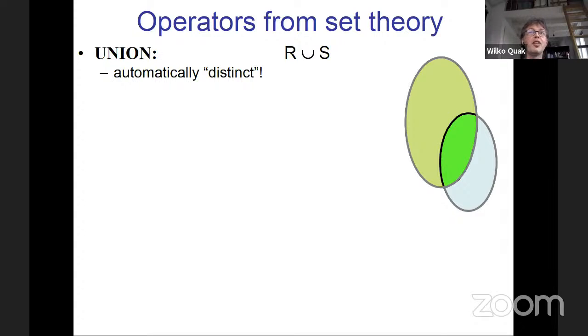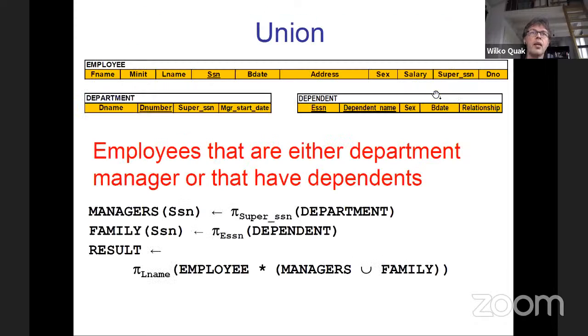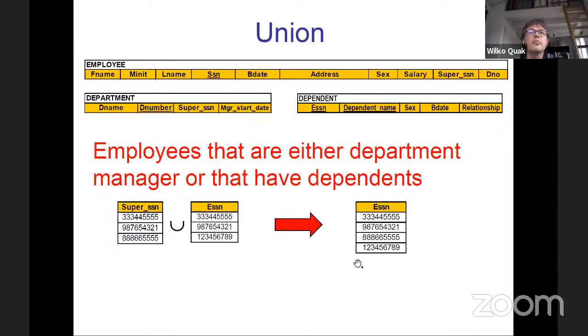These are the set theoretic operations, for example, union. You have two sets, and the union is the set that is the combination of both of them. Well, how would you use that? Well, if you want to find employees that are either manager or have dependents, so if you have an or in your SQL statement, that basically means that you have a union sign in your relational algebraic statement. Here you see it in tables.